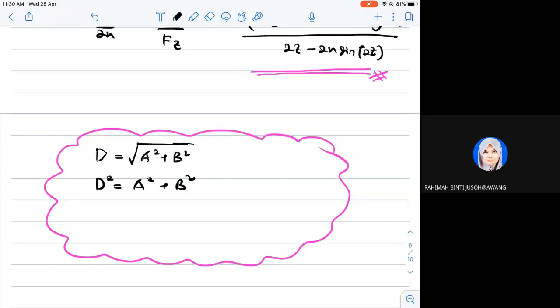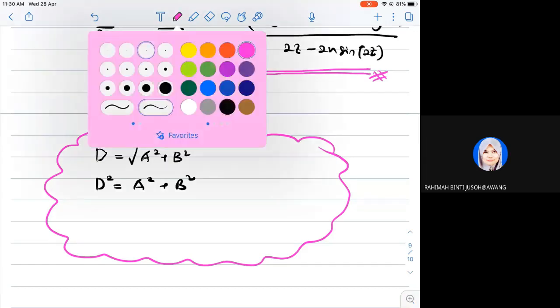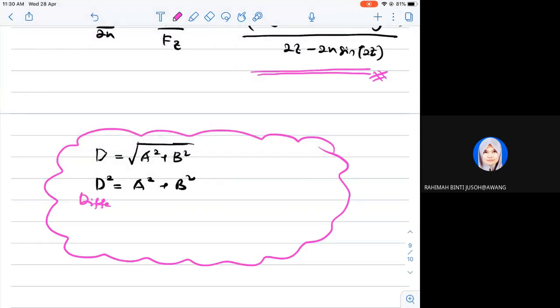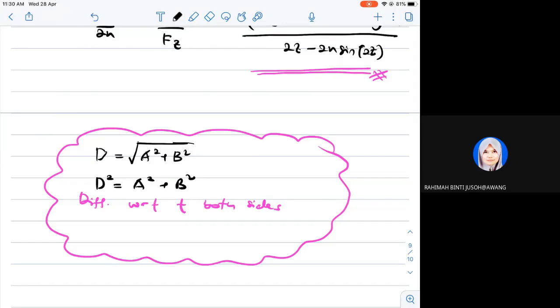So, differentiate D terhadap T lah. Okay, differentiate with respect to T. Sebab dia terhadap T kan, semua sekali kan. Both sides. Macam tu. So, we will have 2D dD over dT like this sama dengan 2A, differentiate 2A dA over dT plus 2B dB over dT lah. Macam tu. So dia jadi macam ni.